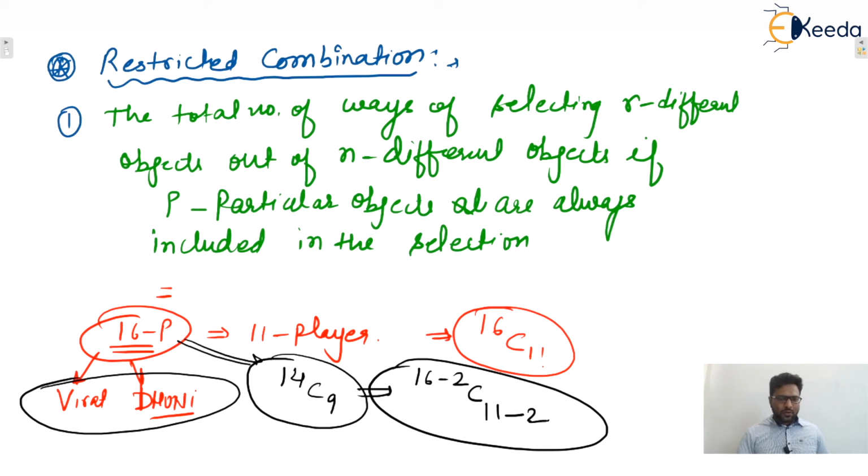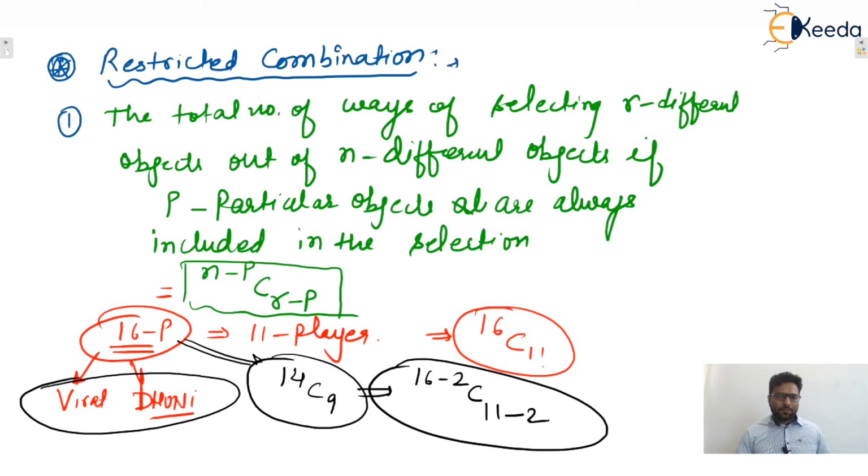In the same manner, in the generalized way, what can we write down? Exclude p objects out of n as well as these p objects out of r. That is your correct answer. I hope this one is clear to everyone.